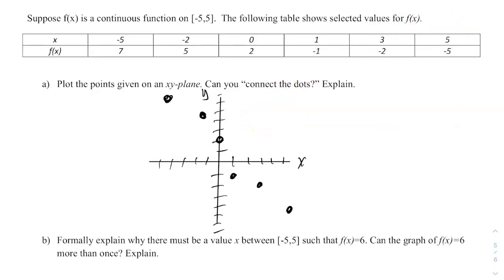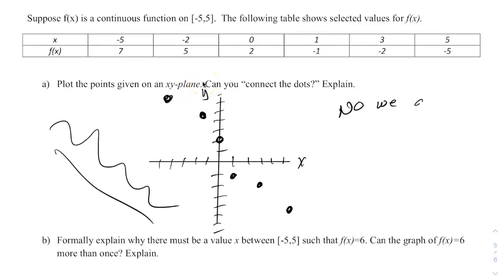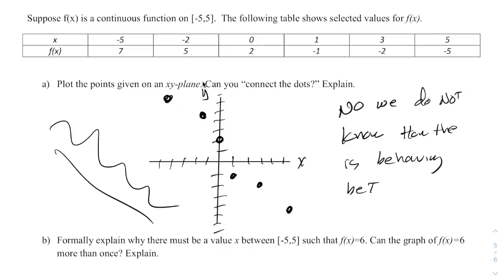Can I connect the dots? No. This is just a table. I have no idea if it's continuous or not. Or I guess it is continuous, but I have no idea what happens between the dots. It could go up and down crazy. All you know is that these dots exist and it's continuous. This graph could be anything, or it could be a straight line. Who knows? We don't. So no, we do not know how the function is behaving between the given values.